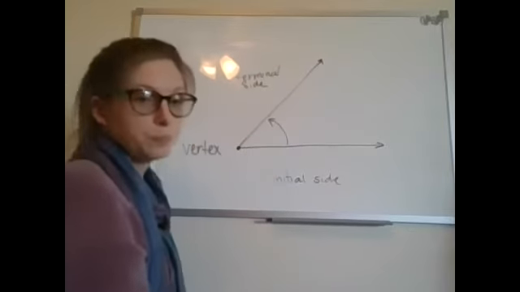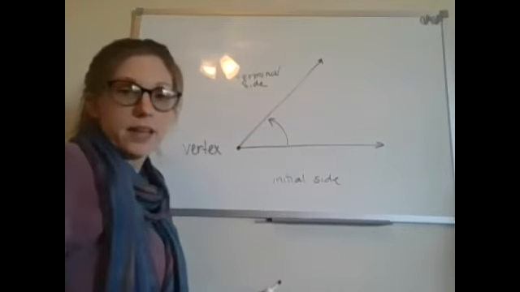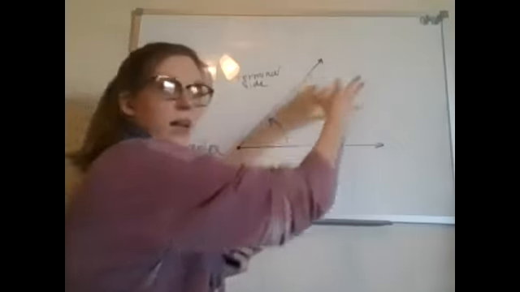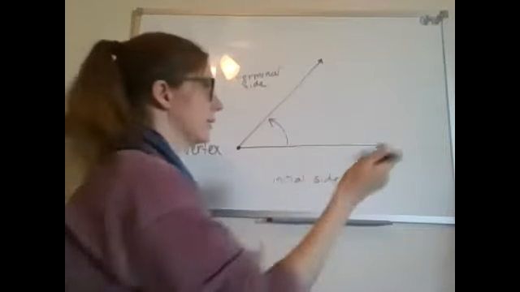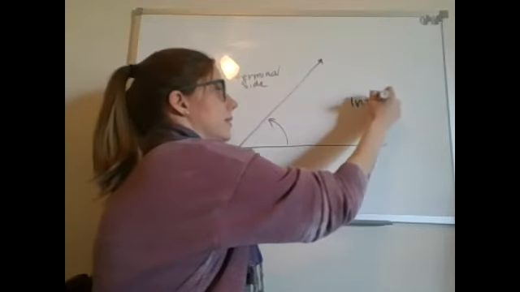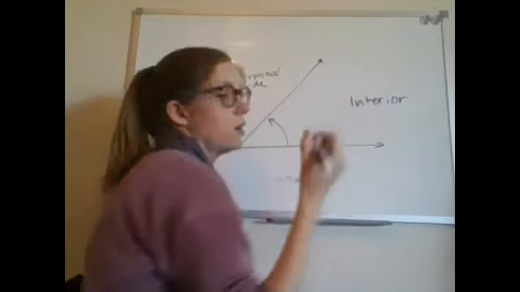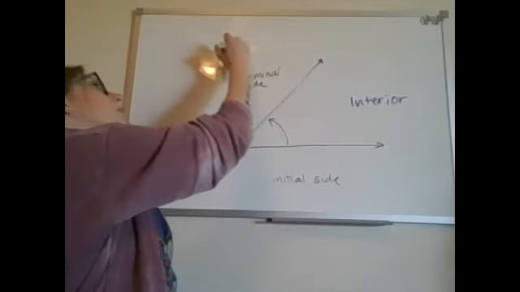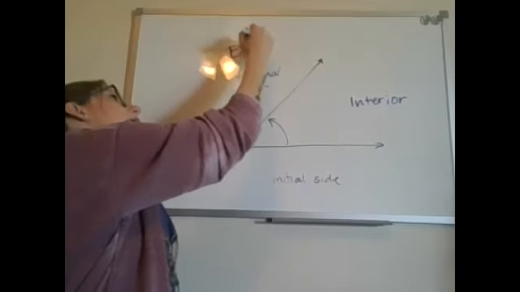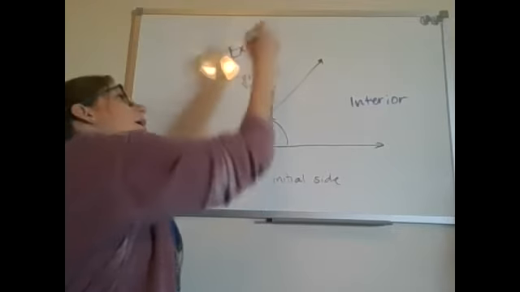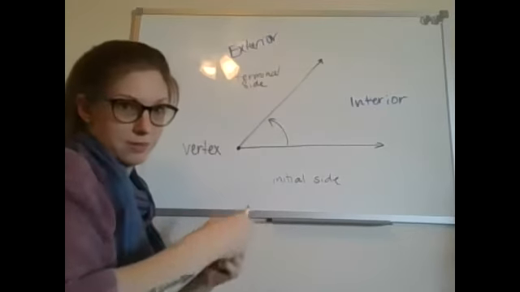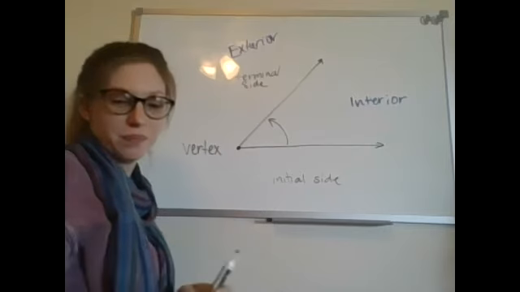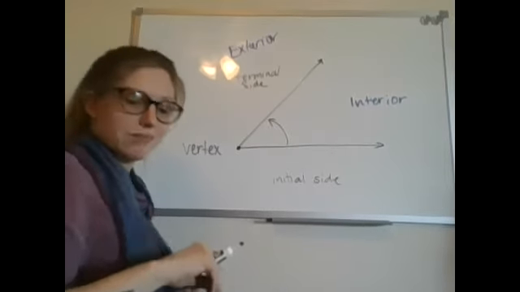Okay. Anything that is in the middle, included between those two rays, this is the interior of the angle. Anything on the outside, that's the exterior of the angle. Okay? You with me so far? If you have questions, shoot me a text.